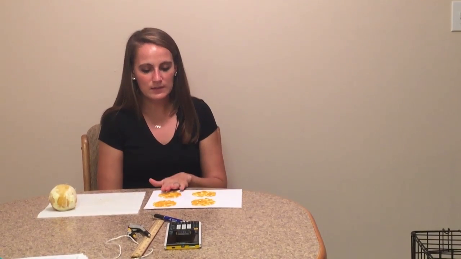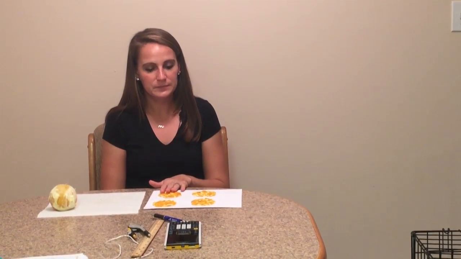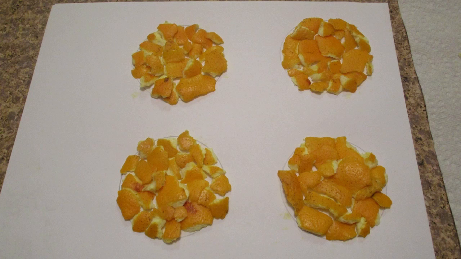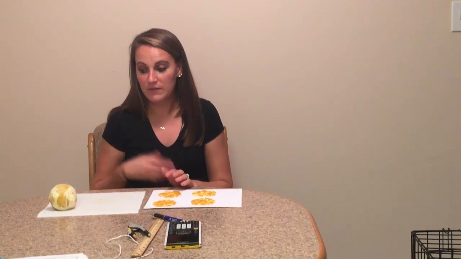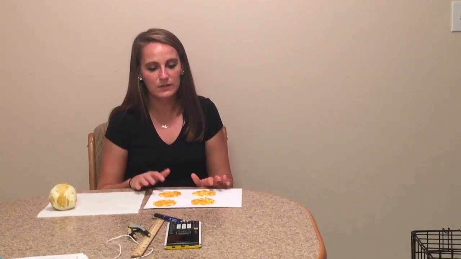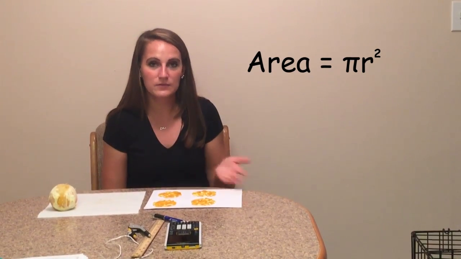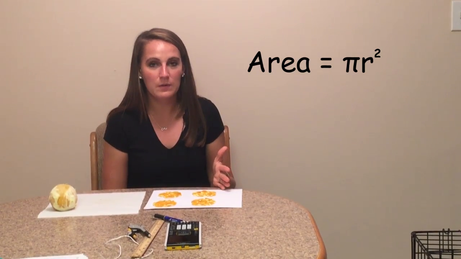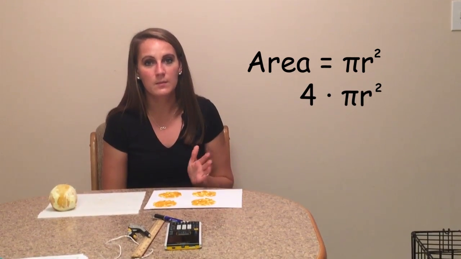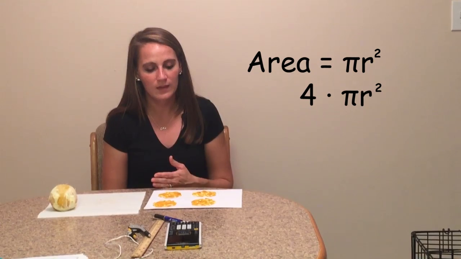Now that we have our orange completely peeled and all of the peels inside of our circles, let's see what we have. I have all 4 of my circles completely filled with the orange peel. I don't have any peel left over, so everything fit inside of the 4 circles. We know that the area of one circle is area equals pi times radius squared. Well, I have 4 circles completely filled, so that would be 4 times pi times radius squared.